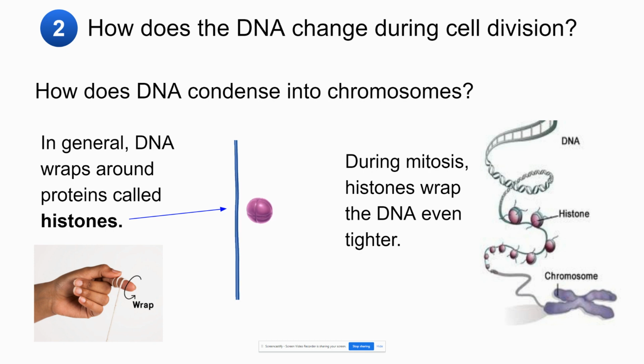How is this coiling different during mitosis, though? Well, during mitosis, the histone proteins will wrap the DNA even tighter. This makes it condense even further, changing the chromatin DNA into chromosome DNA.